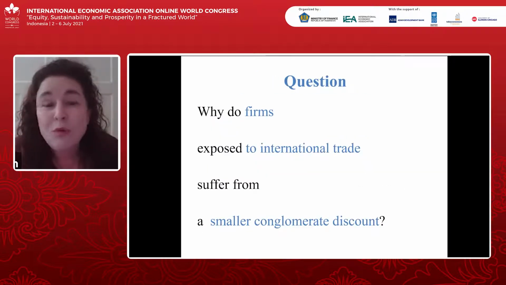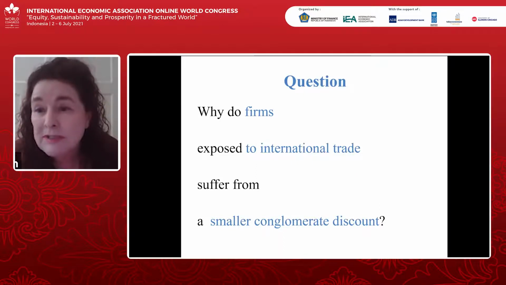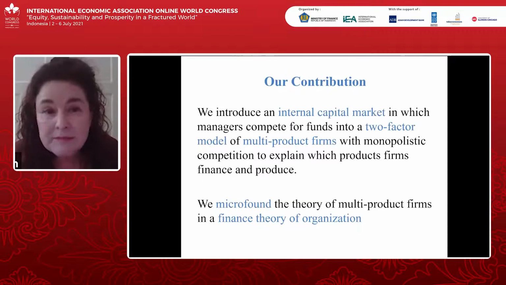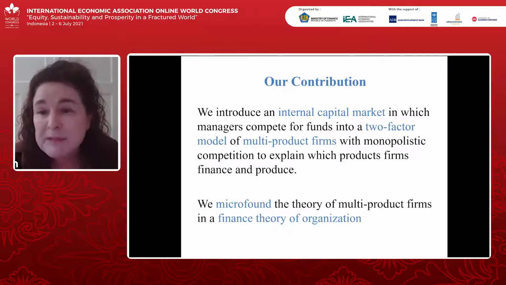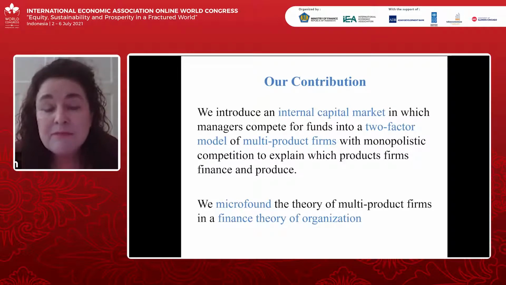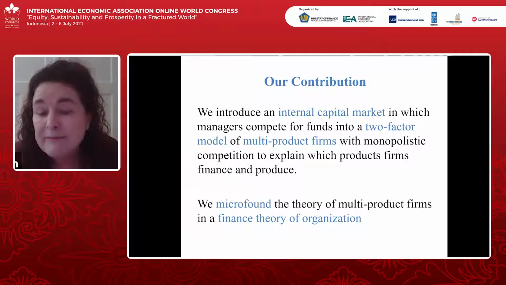So the question is, why do firms exposed to international trade suffer from a smaller conglomerate discount? What we do is we introduce an internal capital market in which managers compete for funds into a two-factor model of multi-product firms with monopolistic competition to explain which product firms finance and produce. We microfound the theory of multi-product firms in a finance theory of organization.